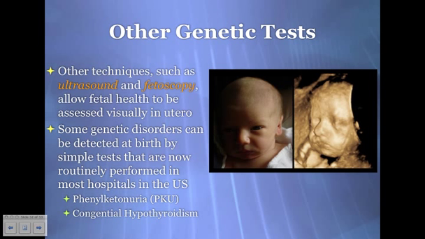Remember, not only can tests be done while the fetus is developing, but also there are standardized, routinely performed genetic tests that are performed directly after birth. And listed here are 2 of them. One is for phenylketonuria, or PKU, and another is for congenital hypothyroidism. Both of these can be treated, but must be diagnosed early.